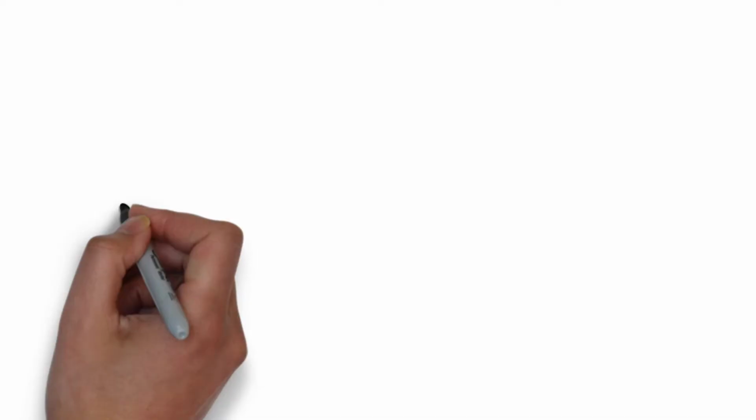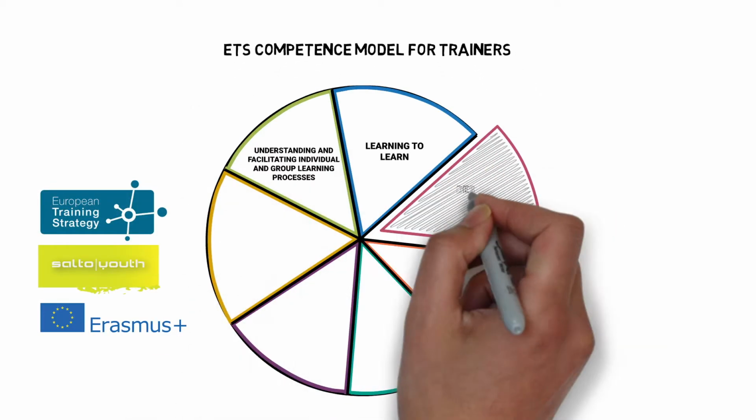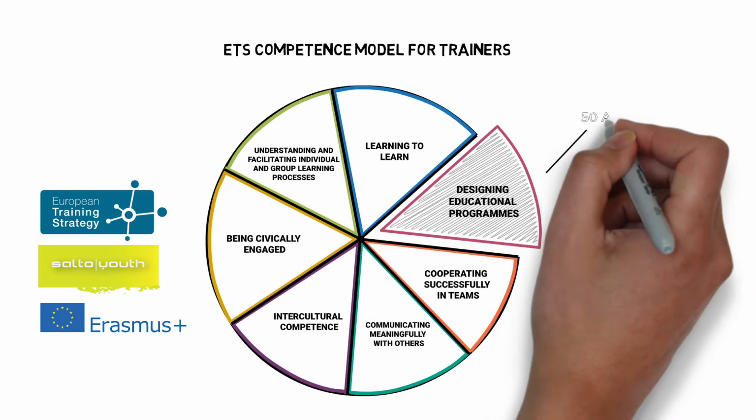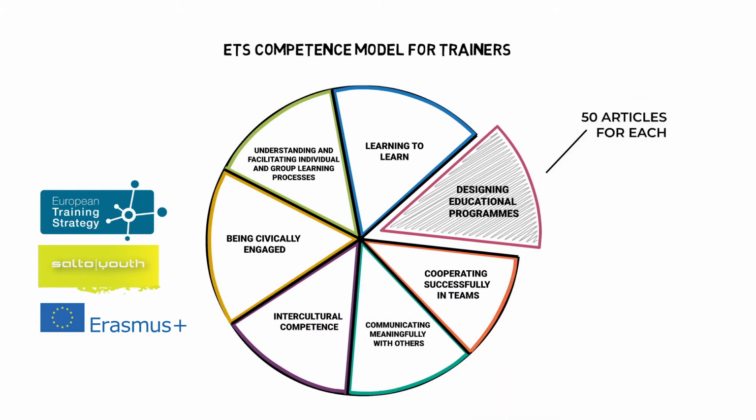The Trainers Library uses the European Trainers Competence Model as a skeleton to organize the learning. There are 7 competence areas in the model, and for each area, we have written or curated 50 articles, which should help the trainers further develop their competences.